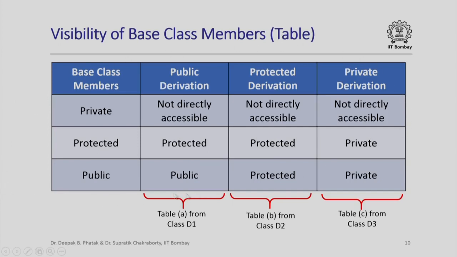So this table summarizes all the three previous slides that we have seen so far, and this might be a good reference table for you to refer to when you are in confusion about how the combination of the derivation and the access control specification of a base class member combines to tell you whether a particular member of the base class is at all accessible within a derived class, and if at all, what is the access control specification in the derived class.